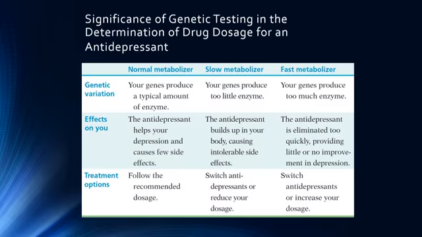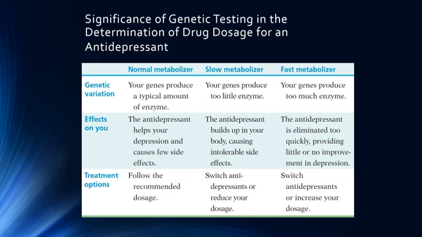So to show you some of the significant effects of genetic testing and why it's significant, you might have genes that produce a normal amount of enzyme. So an antidepressant will help your depression and cause few side effects. A slow metabolizer could cause an antidepressant to build up quickly, causing intolerable side effects, and so you might want to switch an antidepressant or reduce your dosage.